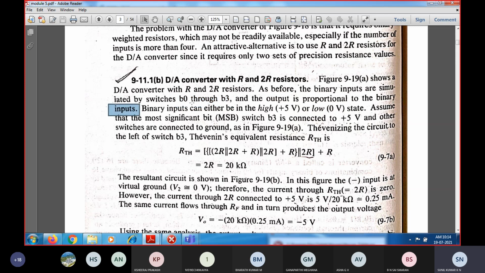Whenever a bit position is connected to plus 5 volts, it is a logic high, and whenever a bit position is connected to ground, that is a logic low state. So binary digital inputs 1 and 0 correspond to plus 5 volts and 0 volts respectively, which is the reference voltage. Assume that the MSB position B3 is connected to plus 5 volts.